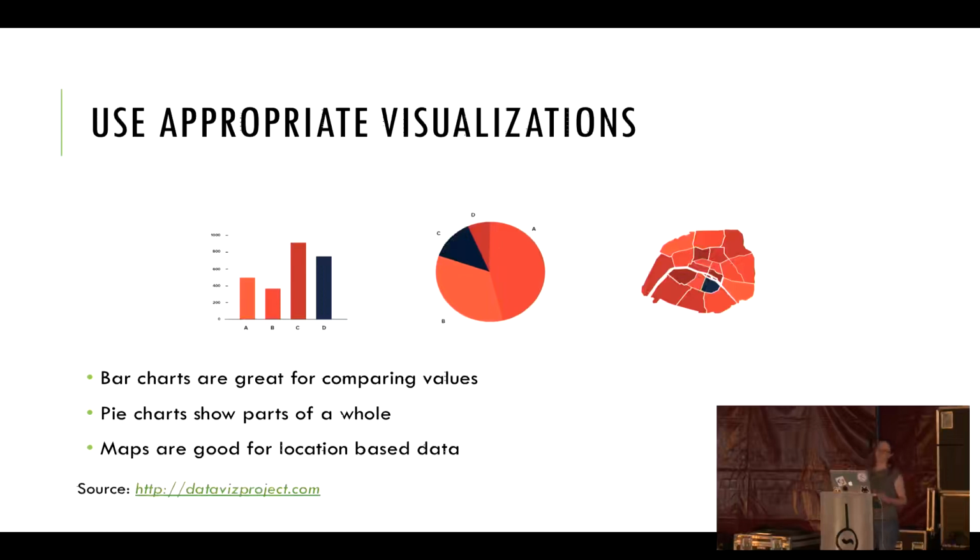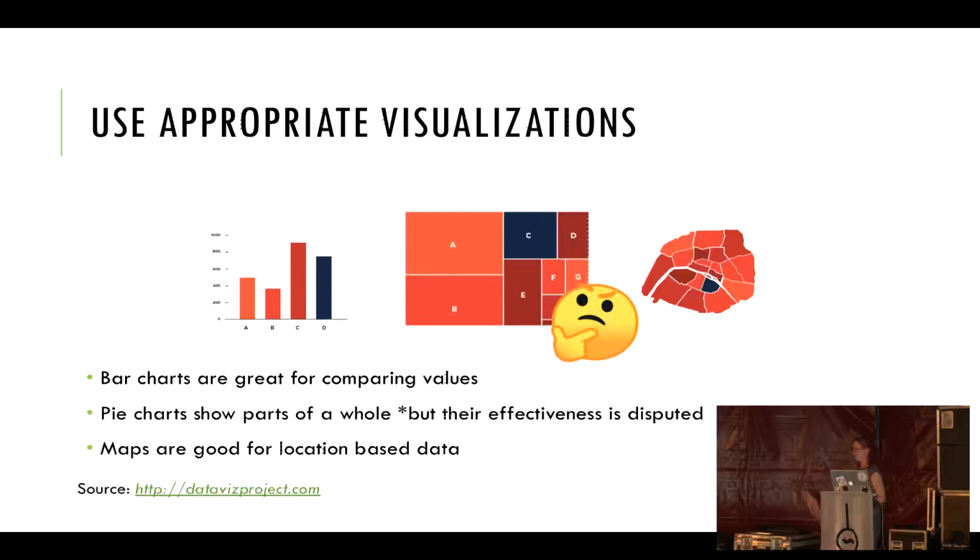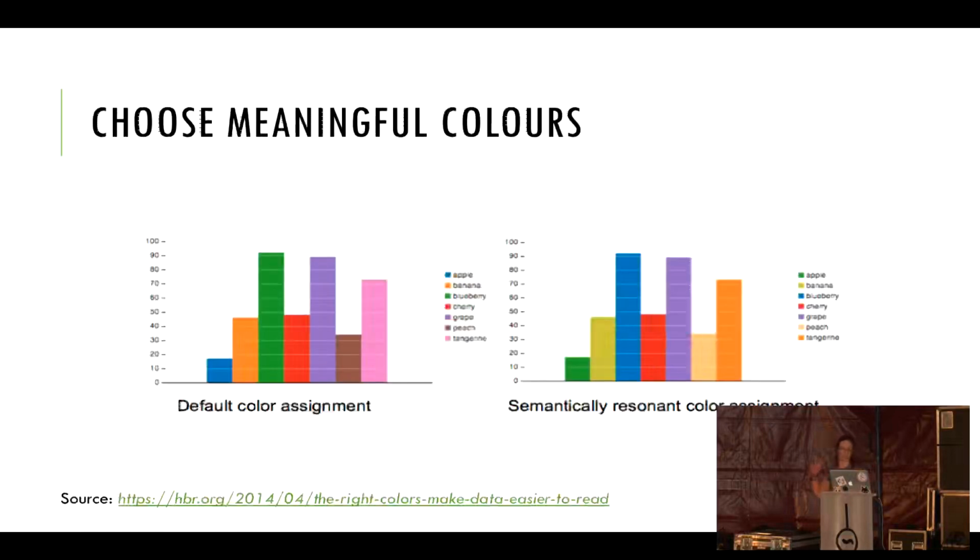Pie charts are good for showing parts of a whole. Maps are good if you're doing location-based stuff. Before anyone shouts at me who is into visualization, some people don't like pie charts because we're not very good at judging angle. So you can just turn it into squares, and then it is a little bit easier to judge. You can do it, you cannot do it. I'm not here to preach for or against pie charts. That's someone else's problem.